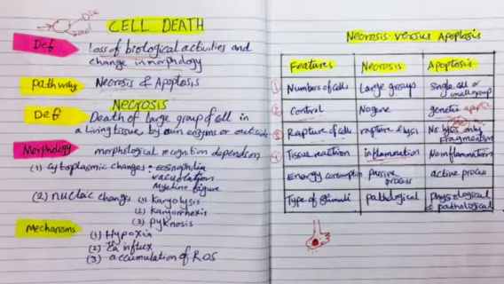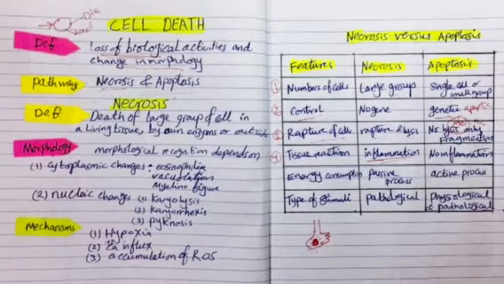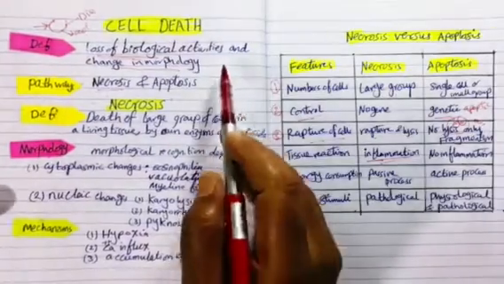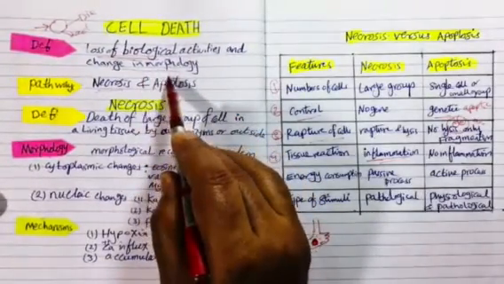Today I'm going to be talking about cell death. This is a very important topic and you have to learn it fully. First of all, you have to know the definition of cell death. As you see here, cell death means loss of biological activity of the cell and change in its morphology.